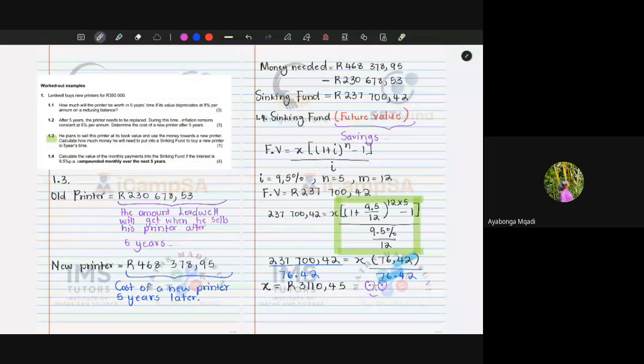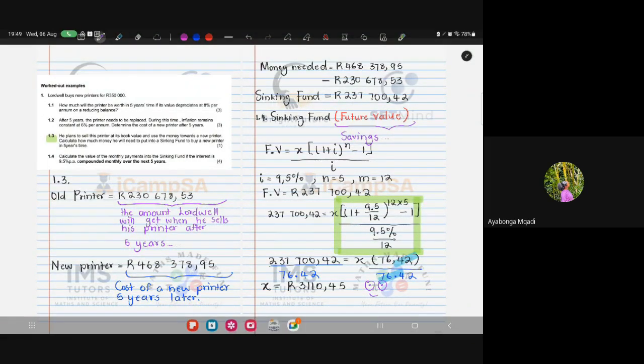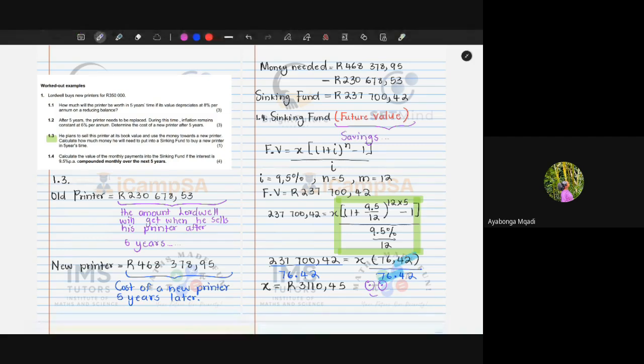I see a question from Ayabonga. You can ask. So I have a question. It says Mandy takes out a 10-year loan of 80,000. She repays the loan by means of equal monthly payments starting 4 months after the granting of the loan. The interest rate is 12% per annum compounded monthly. Calculate the monthly payments.